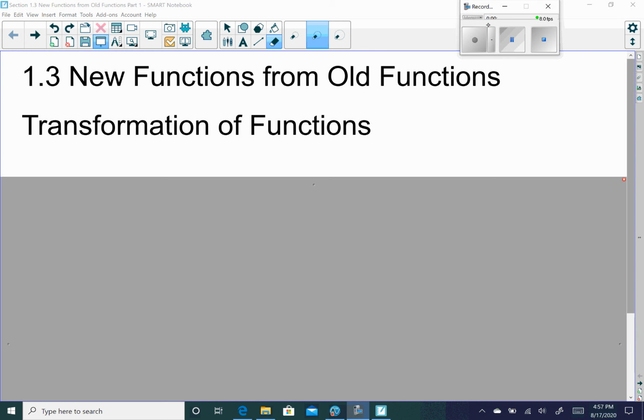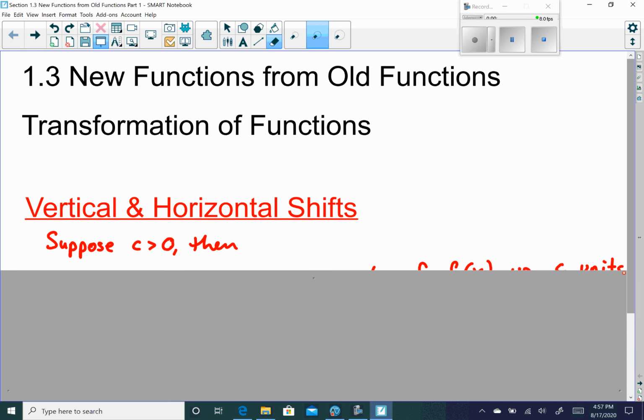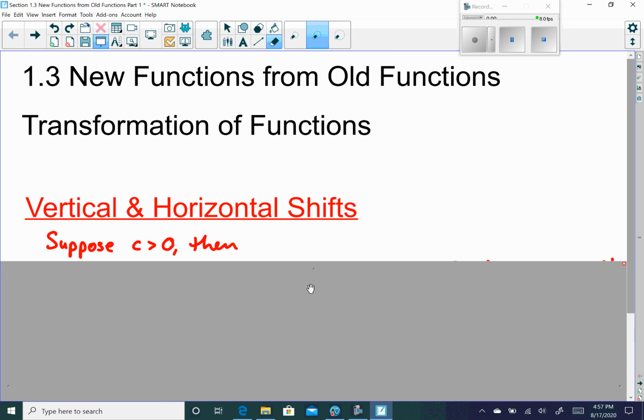So the focus in this section is going to be on transformation of functions, taking a parent graph, or what we call an old function, and coming up with a new function. So first we're just going to take a look at horizontal and vertical shifts. This value of C is going to be a constant. So for the first four facts here, we're going to suppose that C is greater than 0.